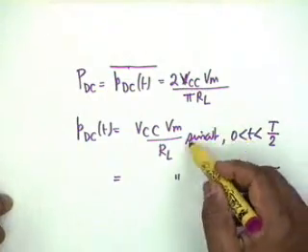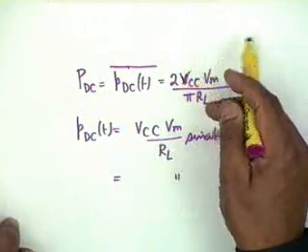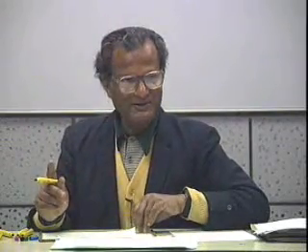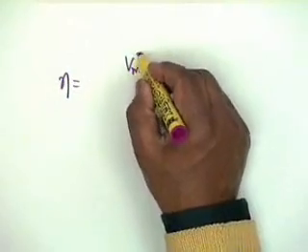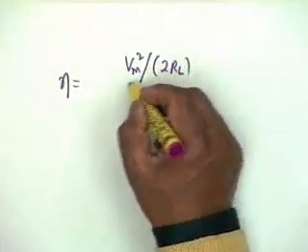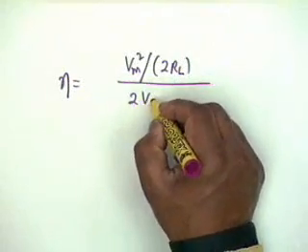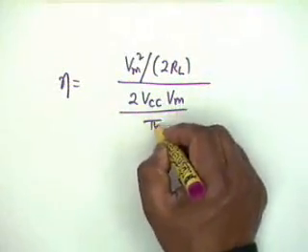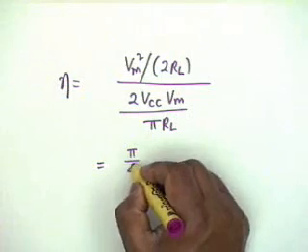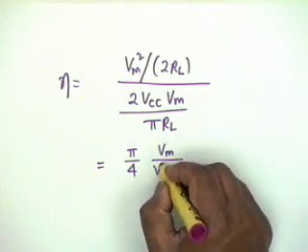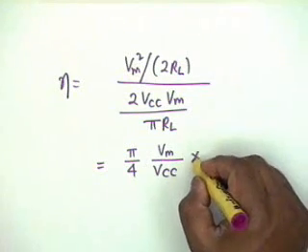The average value of sin omega t over half the period is 1 by pi, and I multiplied by 2. Why? Because there are two half periods to make one complete period, and therefore I can now find out my efficiency. My efficiency would be PL, which is Vm squared divided by 2 RL, and PDC, which is twice VCC Vm divided by pi RL, and this works out to pi by 4 Vm divided by VCC multiplied by 100%.